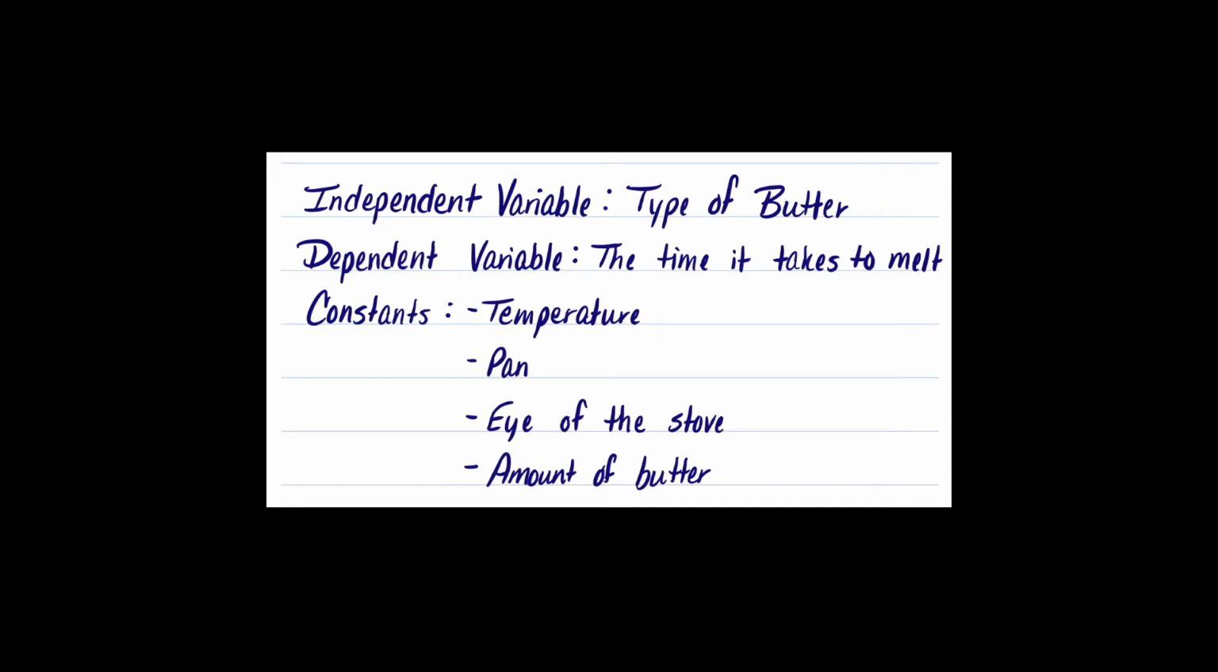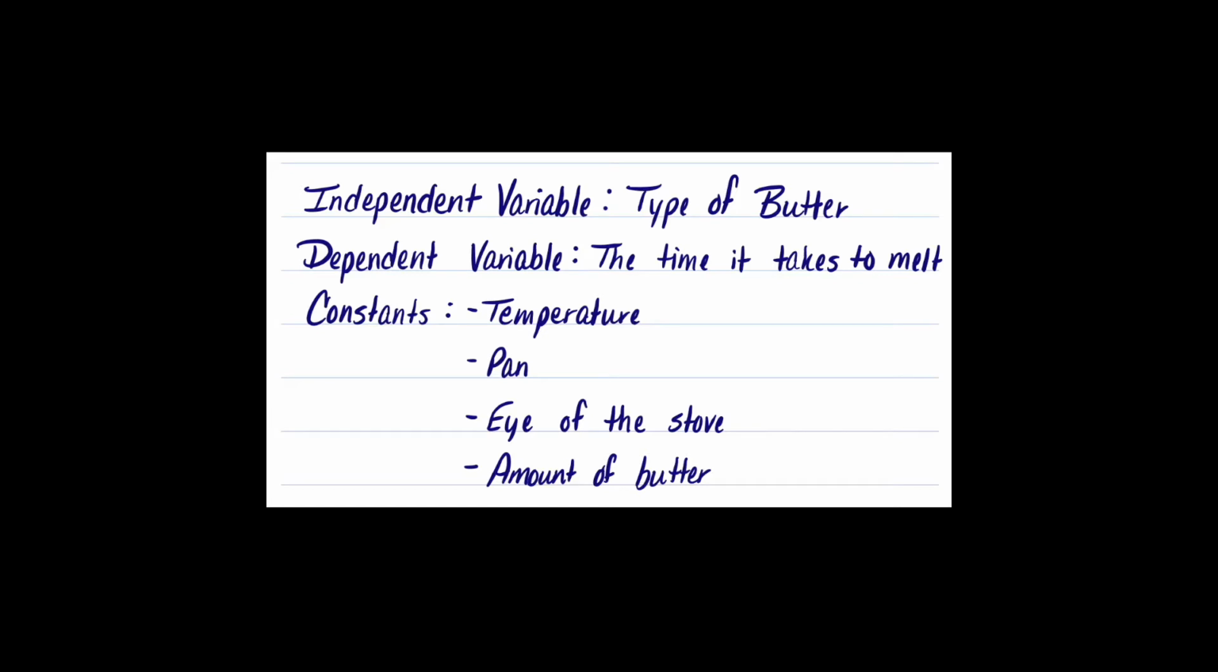Our dependent variable would be the time it takes to melt, because this dependent variable depends on the type of butter. The time it takes to melt depends on the type of butter. Our constants, which would be the things that we keep the same or unchanged, would be the temperature of the stovetop, the pan, the eye of the stove, and the amount of butter.